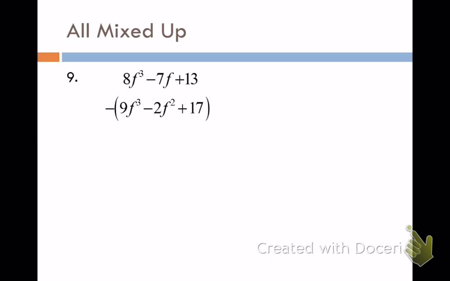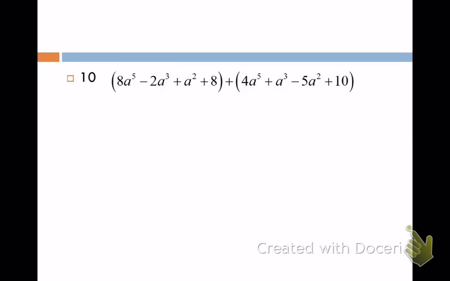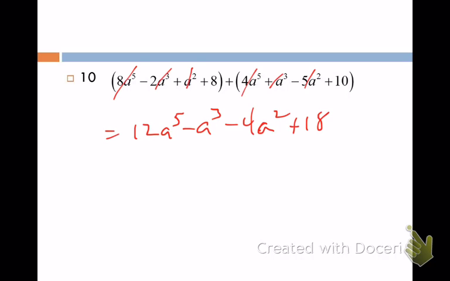Okay? Now we're going to mix them up. So for every one of these, I'll give you a minute, stop the video, work it out, and then start it back up and see if you're right. Did you get, for number 9, negative f to the third plus 2f squared minus 7f minus 4? Okay, that's what you should have come up with. Look again, these guys are not like terms, so be careful. Okay, now try this guy. And did you get 12a to the fifth minus a to the third minus 4a squared plus 18? I hope that you did.